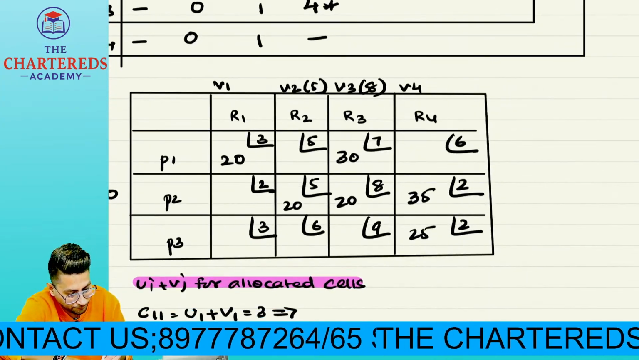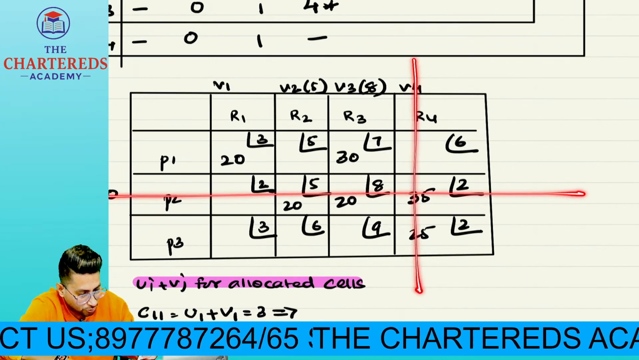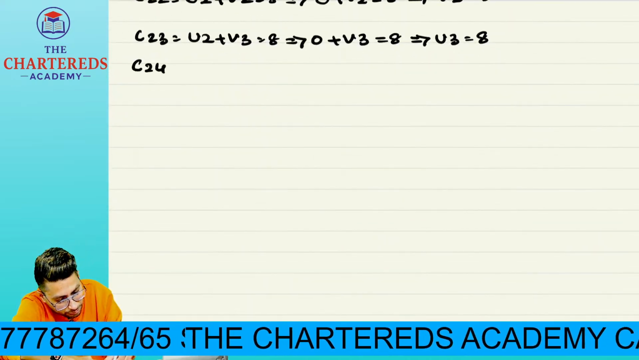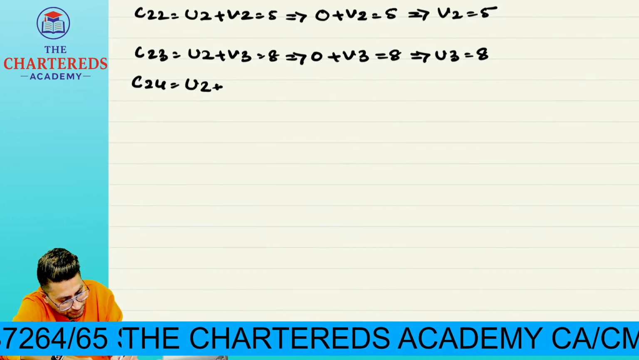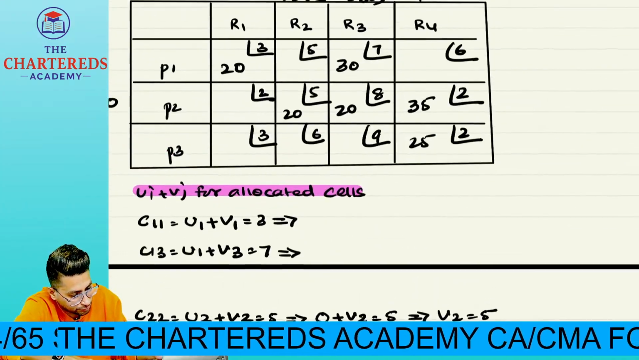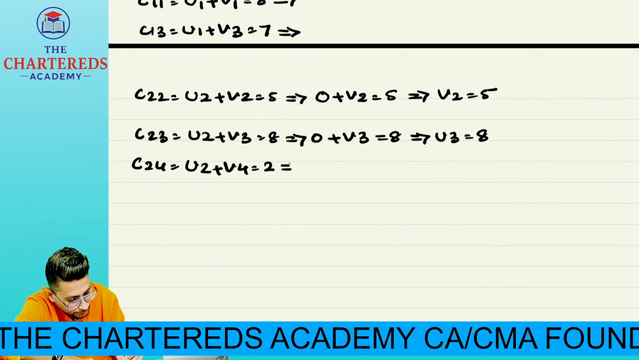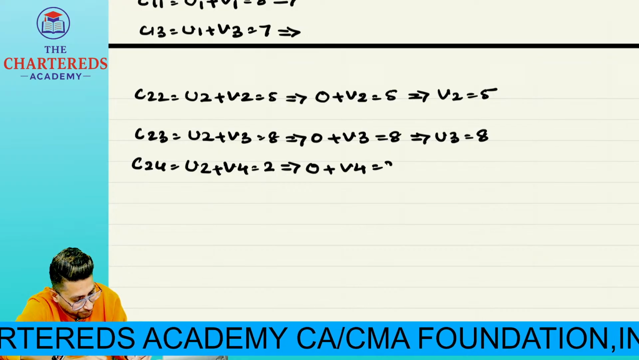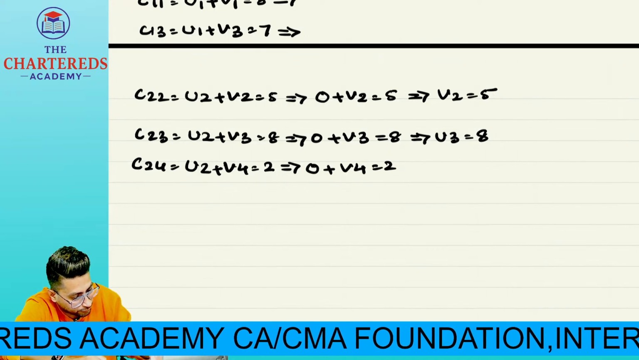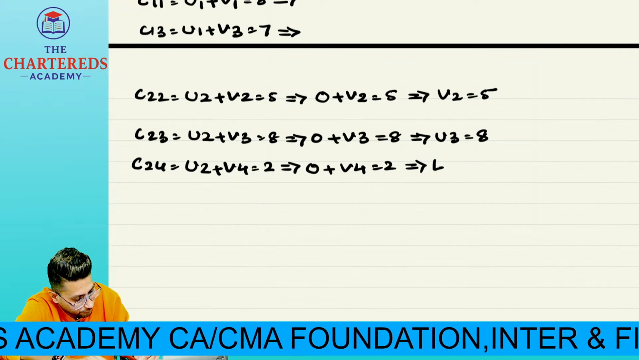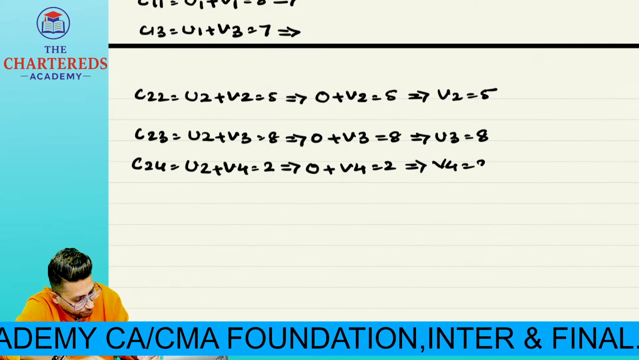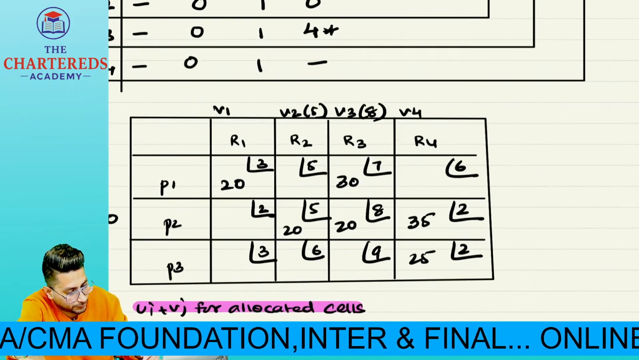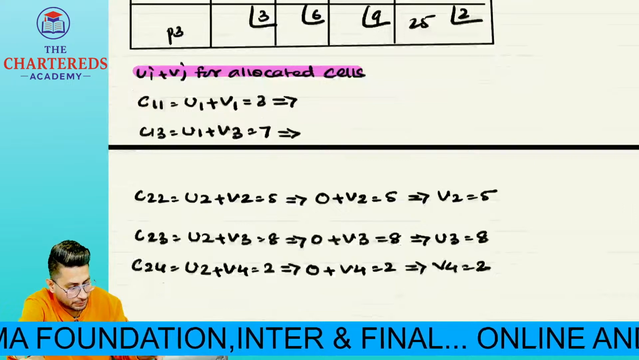Next cell is second row, fourth column. How will I write second row, fourth column? C24. U2 plus V4 is equal to 2. U2 is how much? 0. V4 I don't know is equal to 2. Then V4 will be equal to 2. 2 minus 0 will be 2. V4 will be equal to 2. Next.